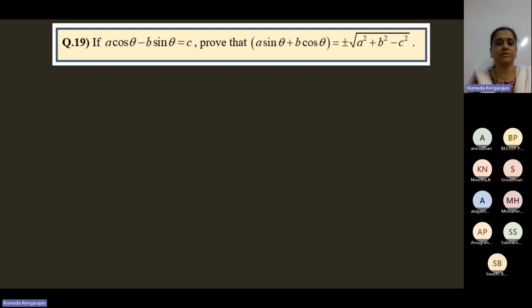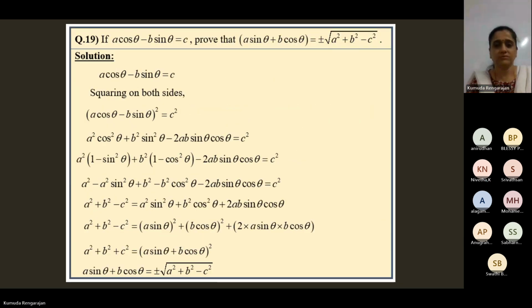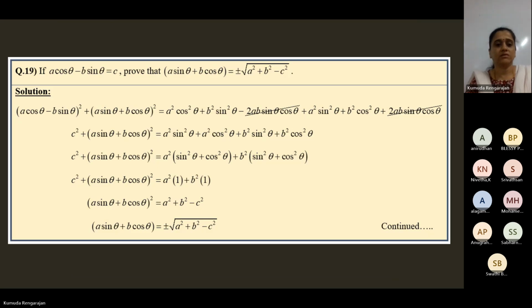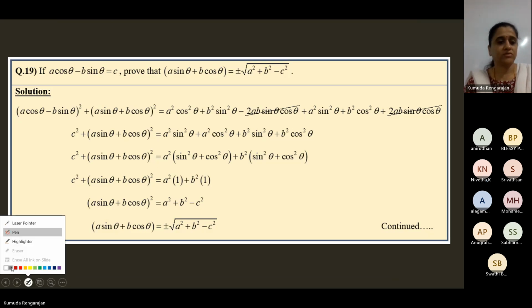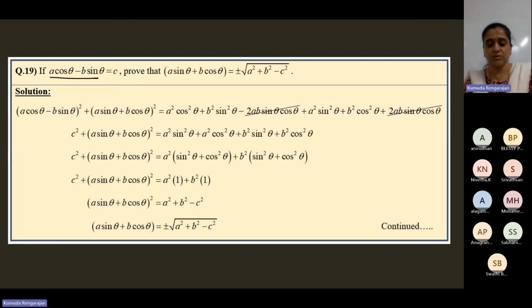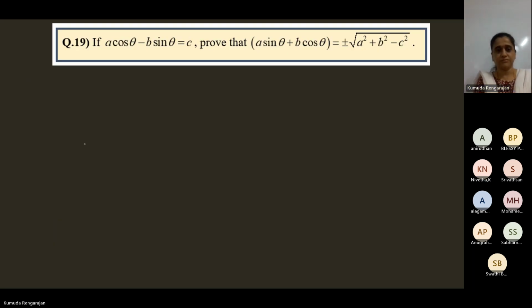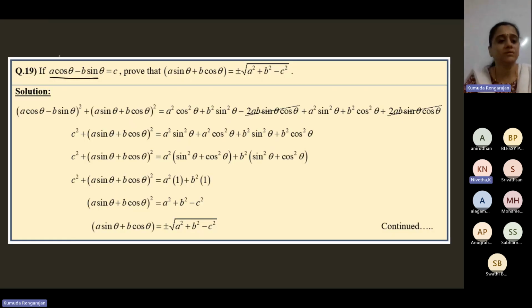Yeah, this also you can use both the methods. So you can see here, this is the question. Identity we cannot use because A cos theta, A sine theta, B sine theta, B cos theta. So apart from the identity, we have 2 other methods. So this expression, you can see them here.